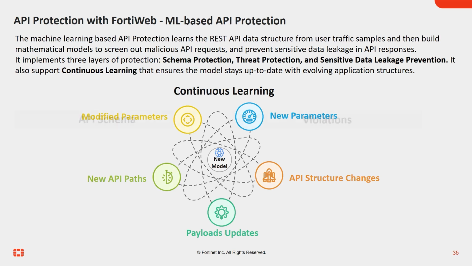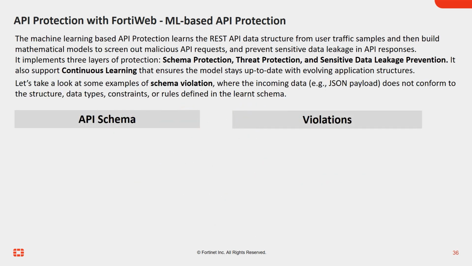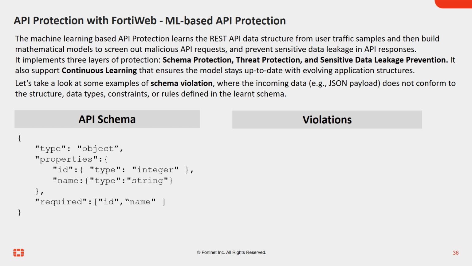Let's take a look at the ML-based API protection feature through examples. Schema violation is pretty common in API protection, especially when a strict schema is in place. Assume FortiWeb has learned the API schema of the application as shown. It defines the type, properties, and the required fields. Here comes a request whose ID value 123ABC is a string, violating the schema's type definition. FortiWeb detects these type violations to ensure API data conforms to the correct structure.